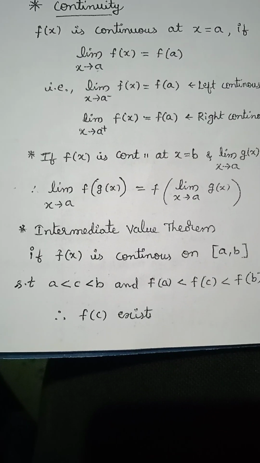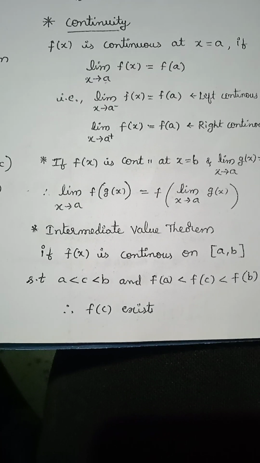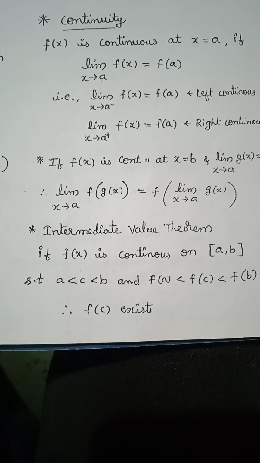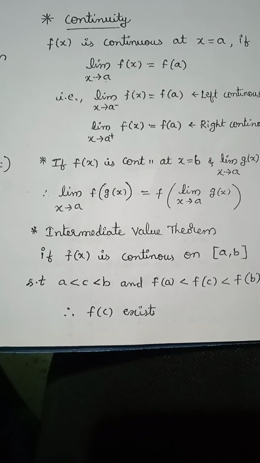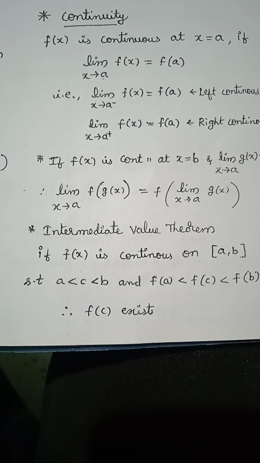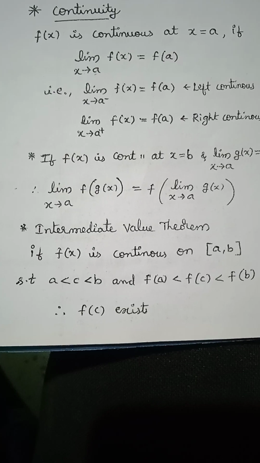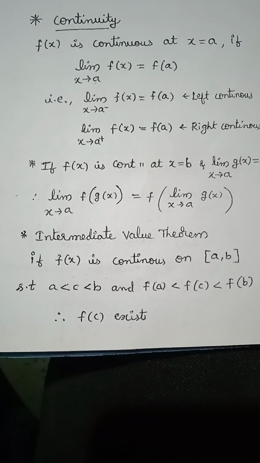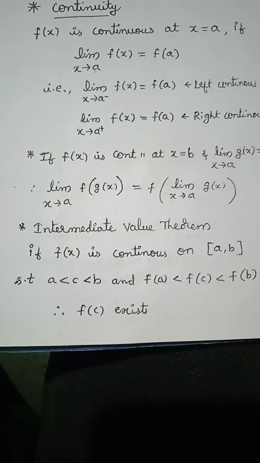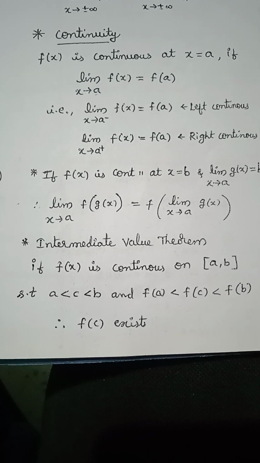Now we move on to the intermediate value theorem. If f of x is continuous on [a, b], such that c is between a and b and f of c is between f of a and f of b, therefore f of c exists.